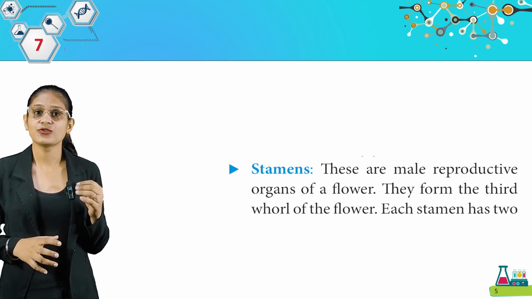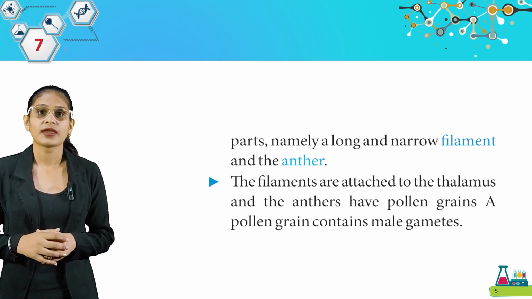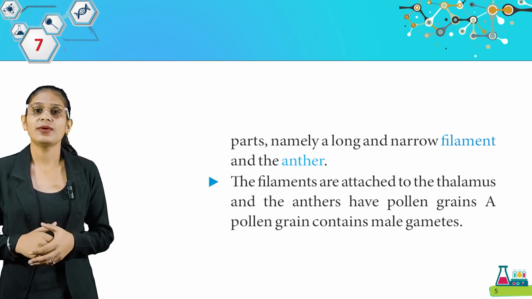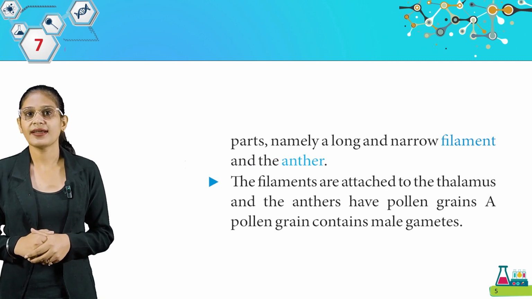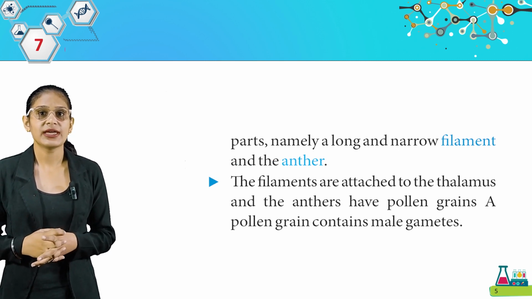Each stamen has two parts, namely a long and narrow filament and the anther. The filaments are attached to the thalamus and the anthers have pollen grains. Pollen grains contain male gametes.